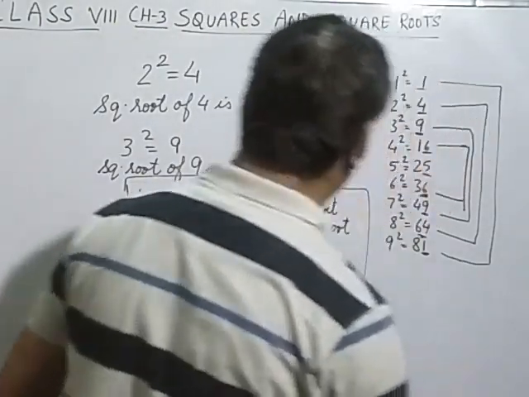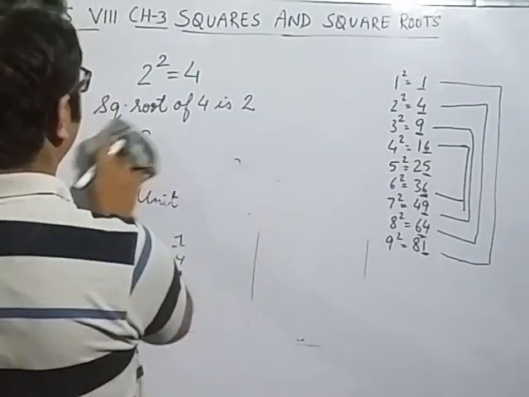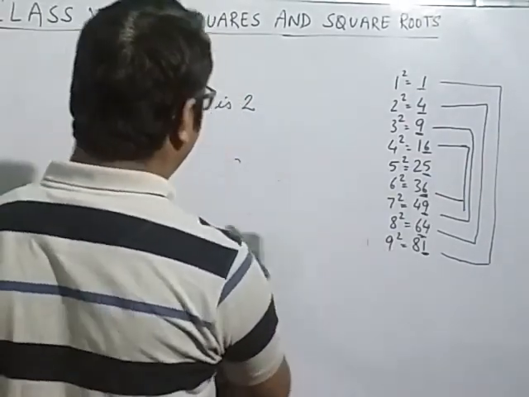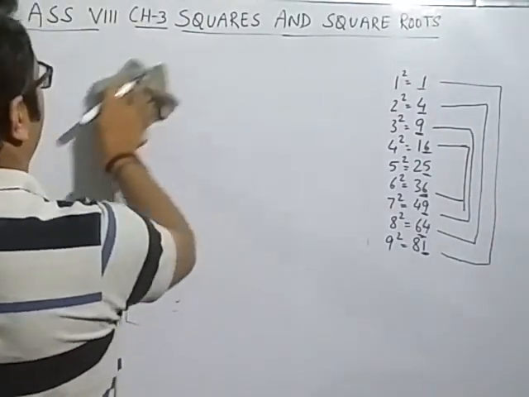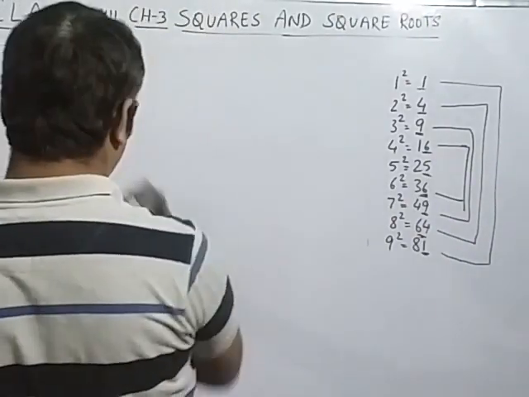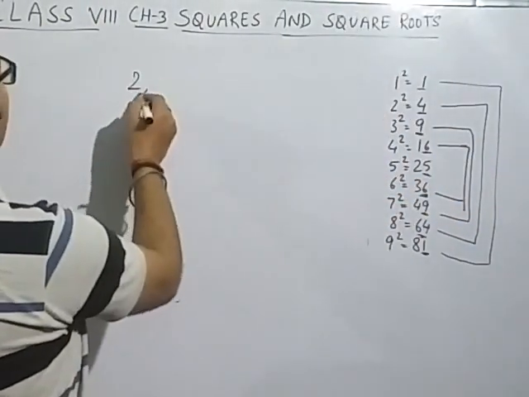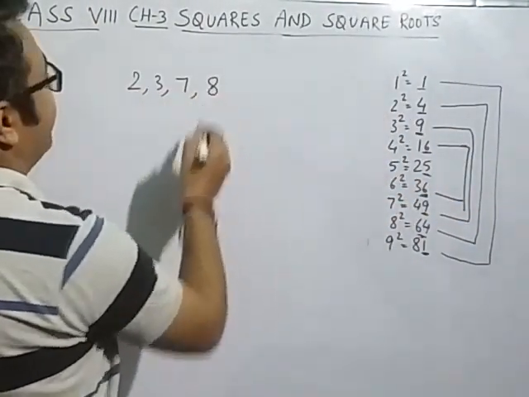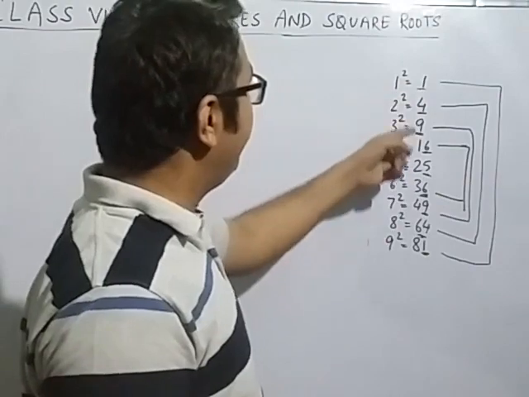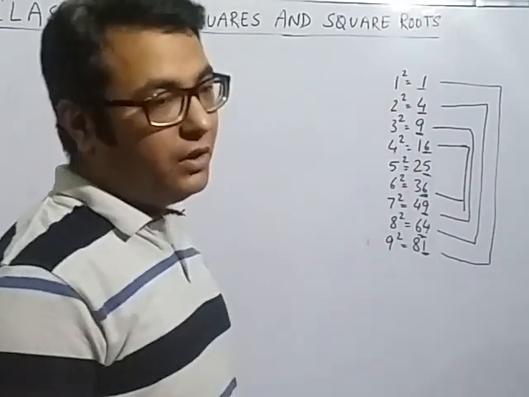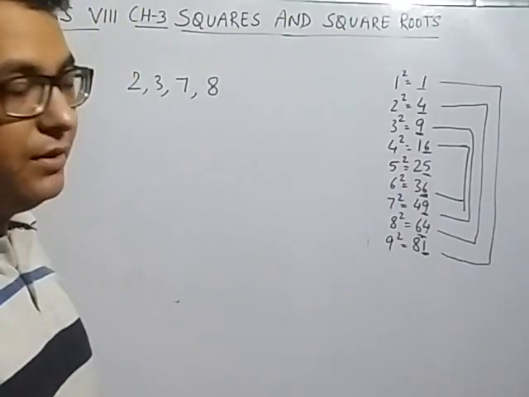Now the second property says that a square number ending with unit digits 2, 3, 7 or 8 does not have a square root. I repeat, a square number ending with digits 2, 3, 7 and 8 does not have a square root. Do you see anywhere unit digit as 2, 3, 7 or 8? No. So numbers which have unit digit as 2, 3, 7 and 8, we don't have square roots.